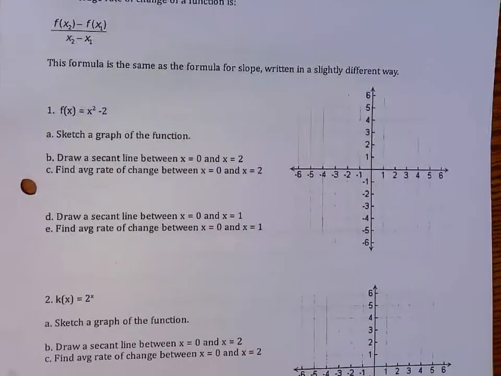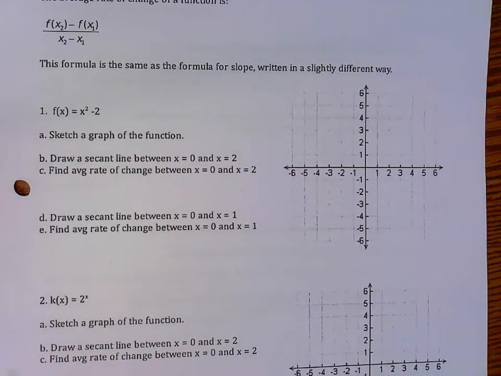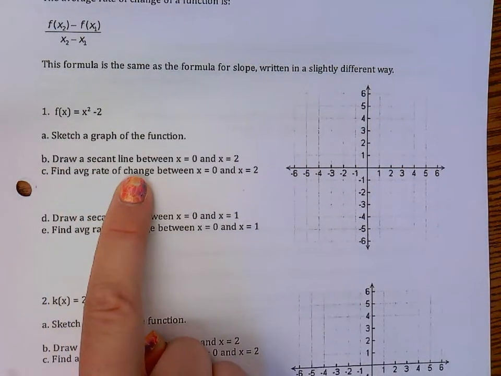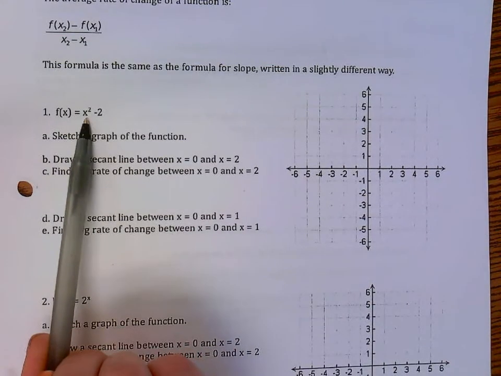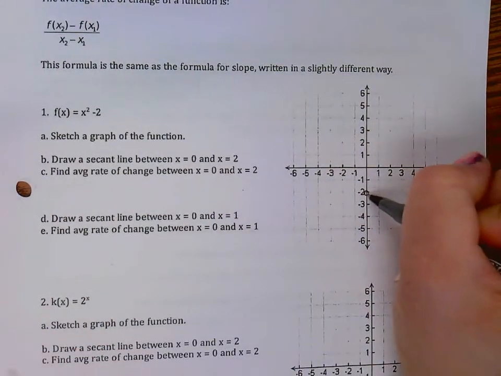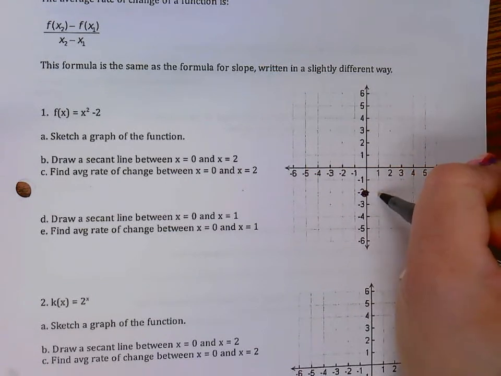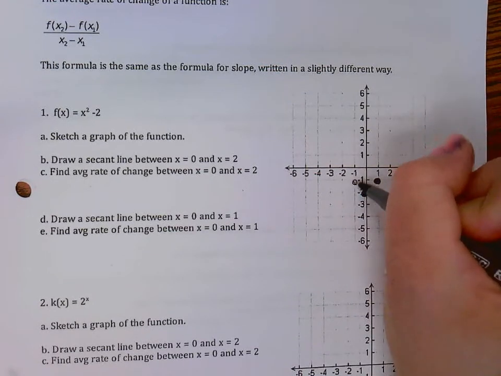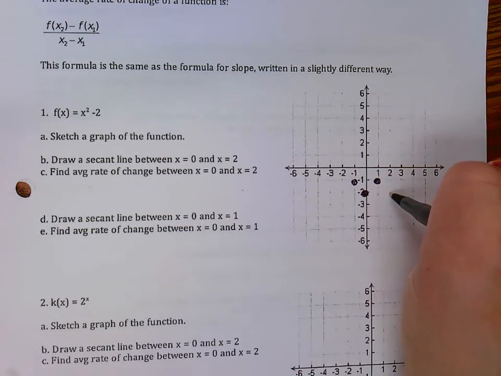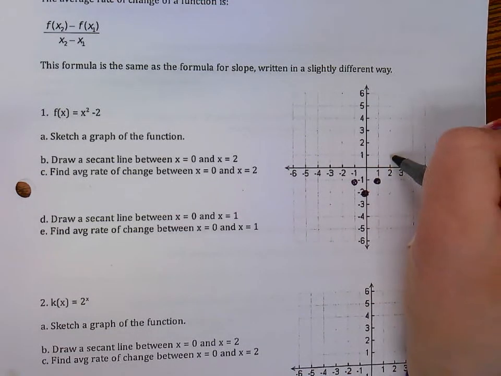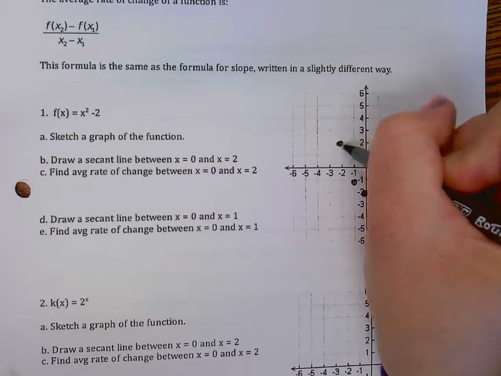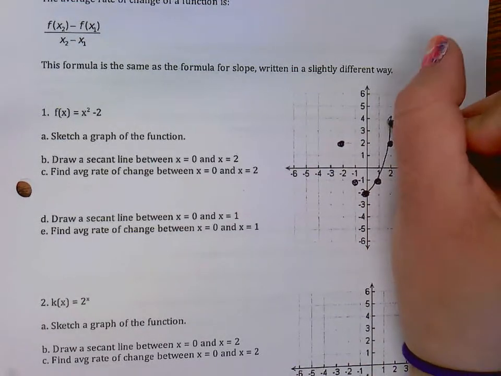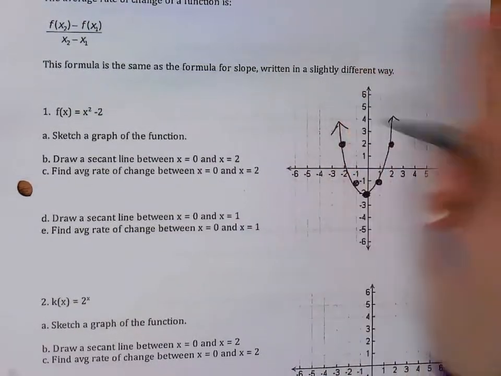So for number 1, we're just going to sketch this graph first, and then we're going to draw a secant line. So let's sketch, this is a good review, x squared minus 2 transforms down 2 units, and then it's a parabola, so over 1, up 1, over 2, up 4, 1, 2, 3, 4. And I think that's all that's going to fit, right? Because over 3, up 9 is not going to fit.